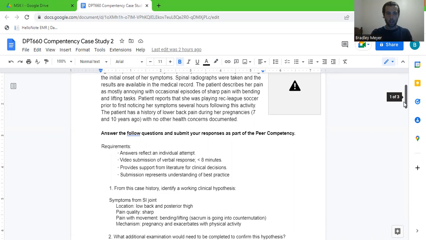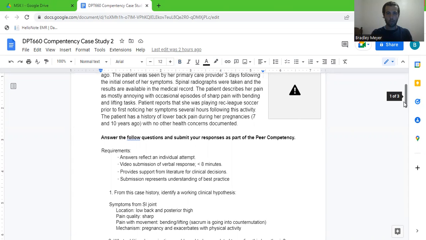And then she's having pain with bending over and lifting. So possibly when the sacrum is going into counternutation, which is happening when she's bending over, that might be part of the reason she's having pain. And then there is a possible mechanism for her pain from her pregnancies, which could have caused some stress on that joint, and then getting exacerbated with physical activity such as playing soccer.